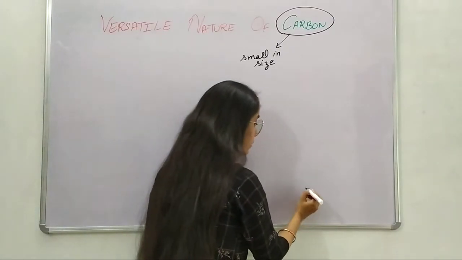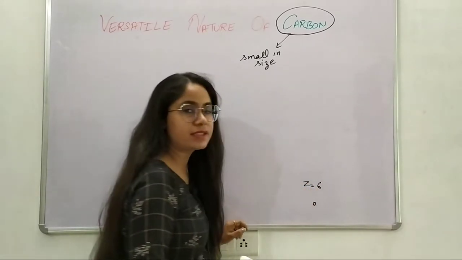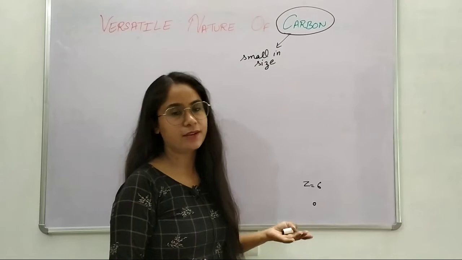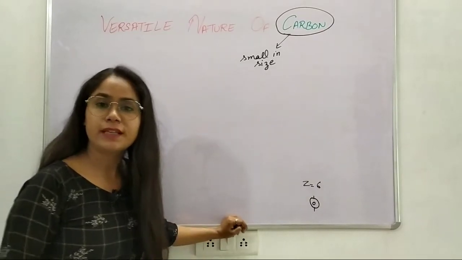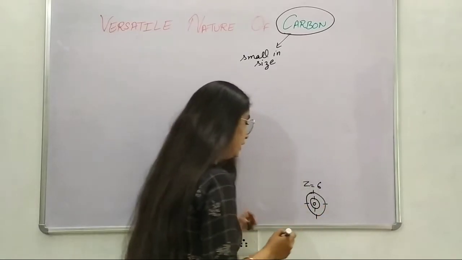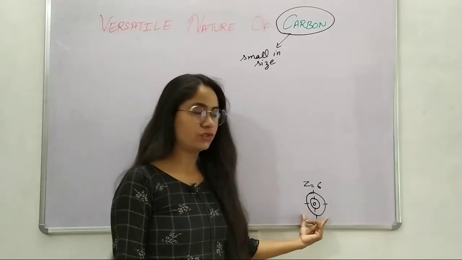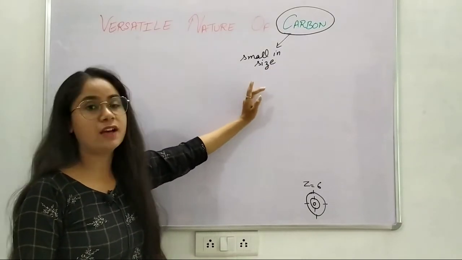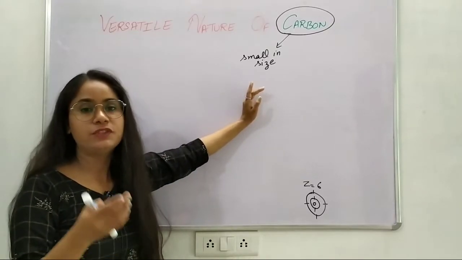You all know the atomic number of carbon? 6. So inside the nucleus there would be 6 protons, and since carbon is electrically neutral, there will be 6 electrons. In the first shell it can only possess 2 electrons. Then how many electrons are left? 4. And you will show these 4 electrons in this shell. Is there anything else left? No. So this is the size of carbon, which is extremely small. So the reason why carbon shows versatility is also that it is small in size. That's why it shows this kind of behavior.